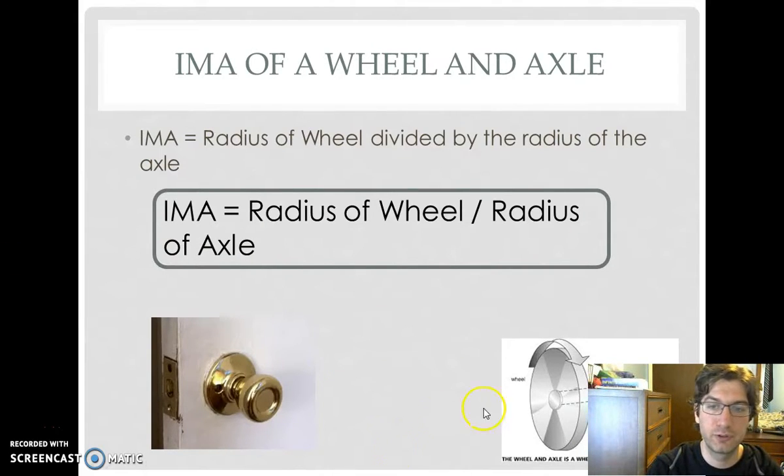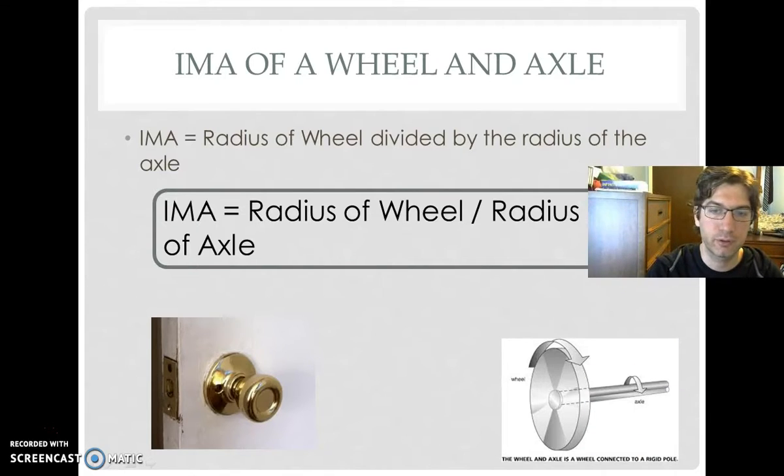You can think of this as your doorknob. As a doorknob, you twist the larger part, and the larger part turns the axle part, and it moves your little lock piece, I guess. Over here, you can see a better example of what's going on.